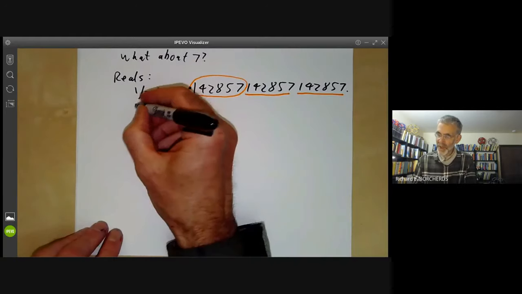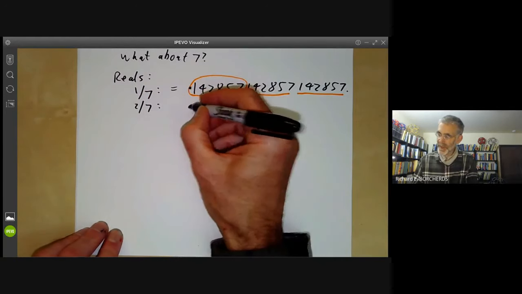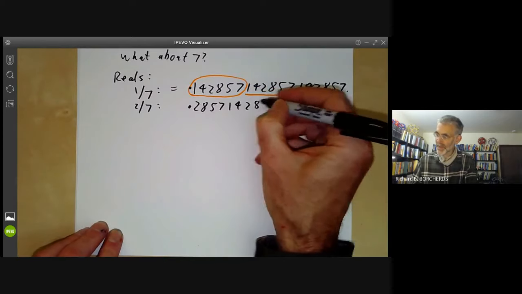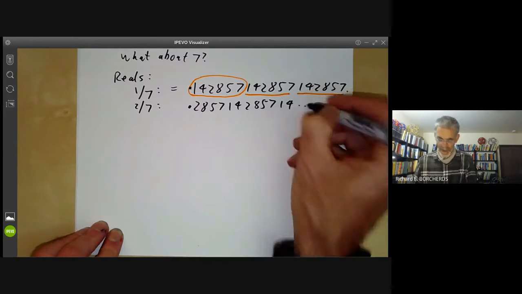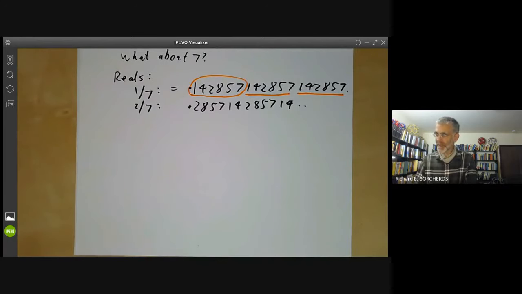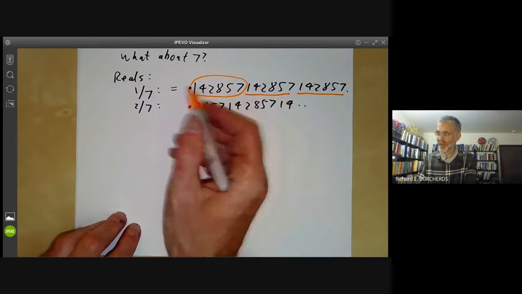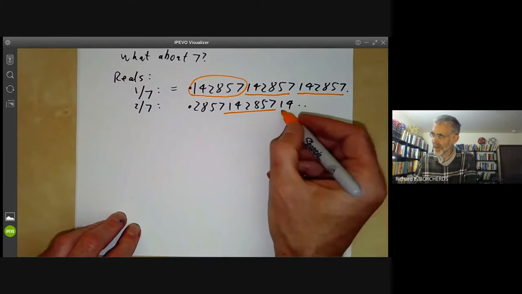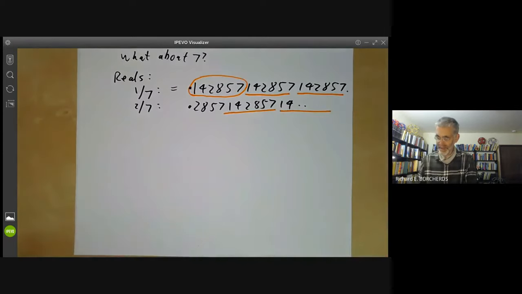What happens if you get 2 over 7? Well, this is 0.285714285714, and what you notice is this is a sort of cyclic permutation of this number in some sense. Here we've got 1, 4, 2, 8, 5, 7, and here 1, 4, 2, 8, 5, 7, and so on.